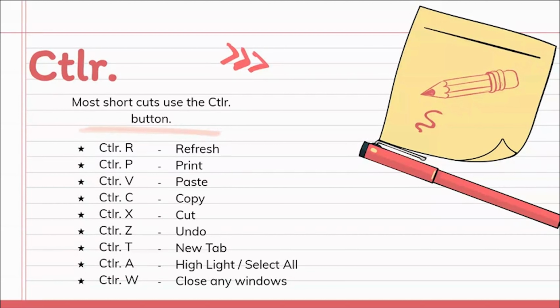Control A is to highlight or select all. When you are on a document or on something that you are typing on, Control A will help you highlight all of that information to move it wherever you need.